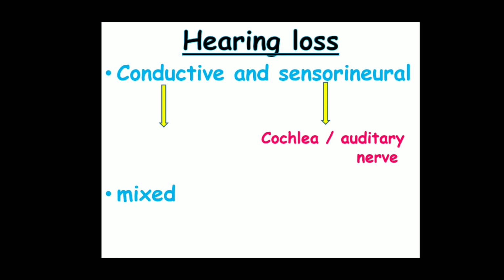And in the conductive, the main problem will be in the pathway, whether the problem is in the canal, too much wax, or fluid in the middle ear, or otitis media, or any problem with your tympanic membrane. All these can affect the conduction of the sound waves, and this is called conductive hearing loss. If both are coming together, we call it mixed type of hearing loss.